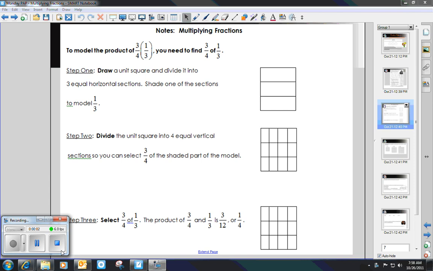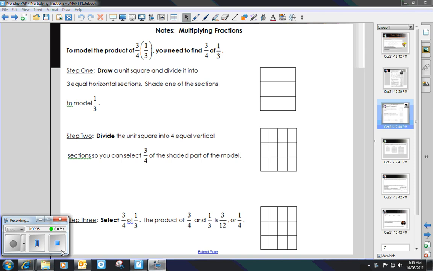The next step in our fractions unit is multiplying fractions. What we're going to start with is talking about models of multiplying fractions and what happens when we multiply two fractions together. When we multiply fractions, the multiply sign is represented by the word "of." So for example, if we needed to find 3/4 of 1/3, obviously that's not going to be all of the 1/3. It's going to be 3/4 of the 1/3.